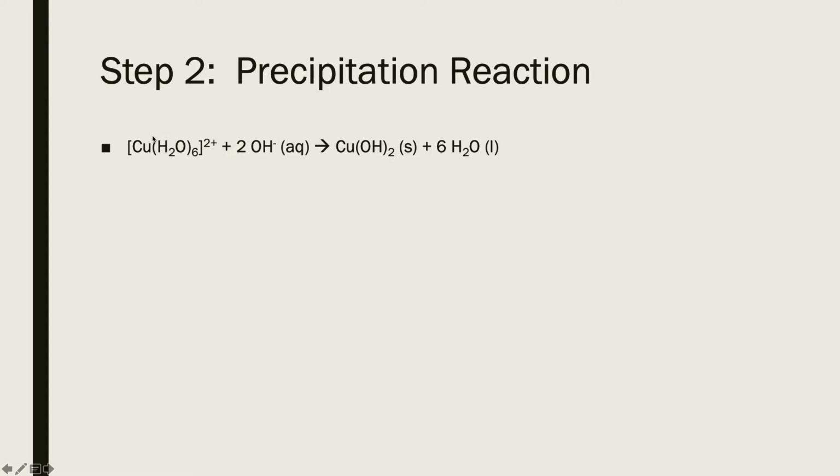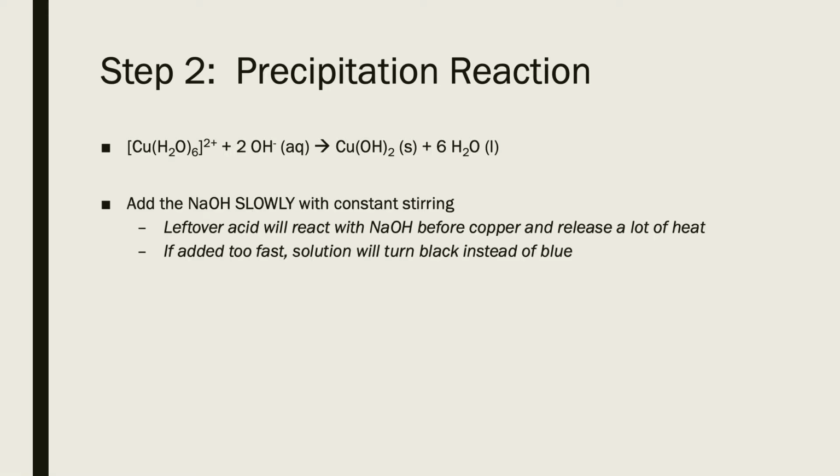But what can happen is with this copper dissolved in water, if we add hydroxide ions to it, the hydroxide and the copper can actually combine to make copper hydroxide, which is going to be insoluble in water, and we get a precipitate that forms. And so we have a precipitation reaction that's happening.